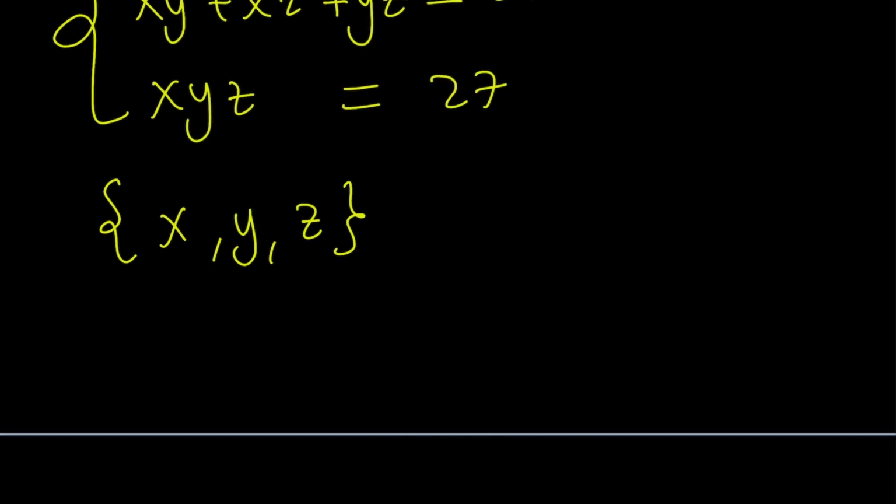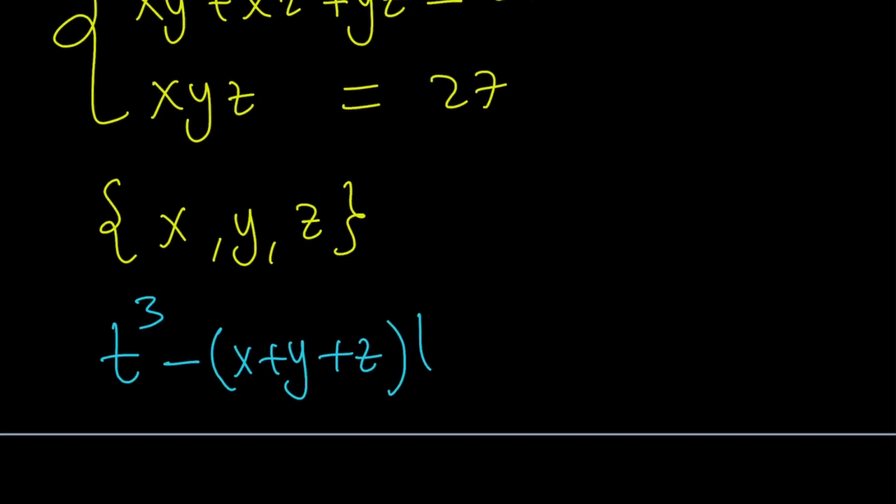So let's use t, because t is fun. How about this? We're going to write this as t cubed, and then minus the sum, x plus y plus z, times t squared.